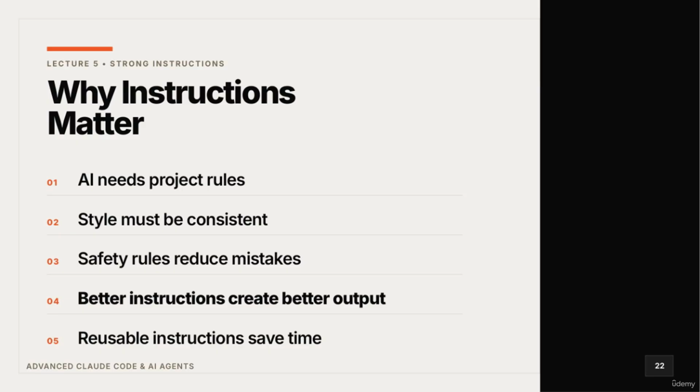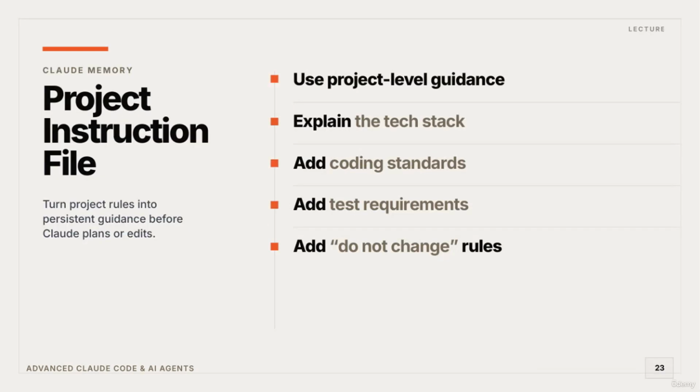Altogether, these points emphasize the importance of strong, clear, and consistent instructions for successful AI-driven work. Here, we're focusing on the concept of Claude memory, which is essentially a way to embed persistent project instructions directly into the system. By turning project rules into ongoing guidance, Claude can refer back to these instructions whenever it plans or makes edits. This ensures consistency and adherence to project standards throughout the development process.